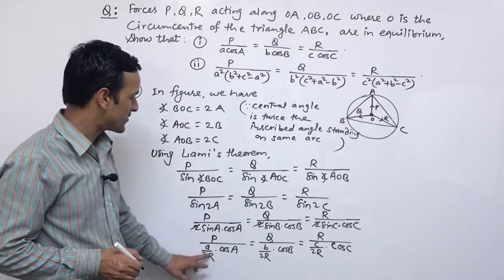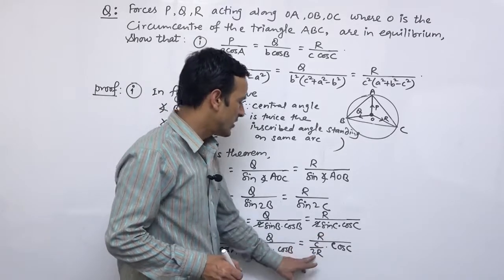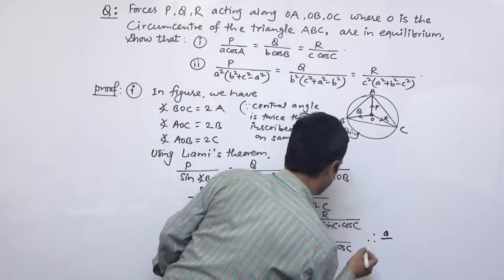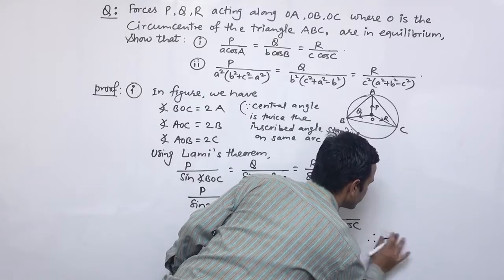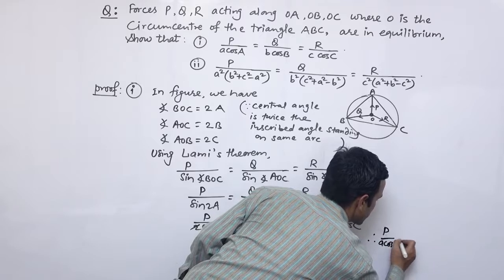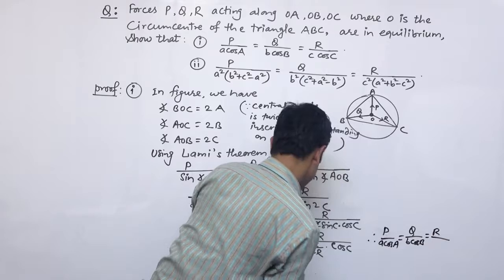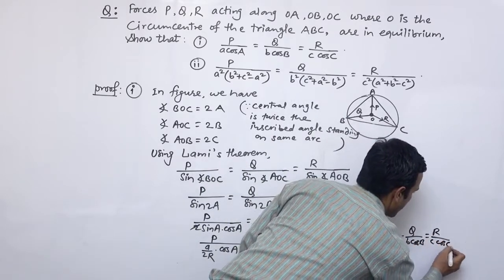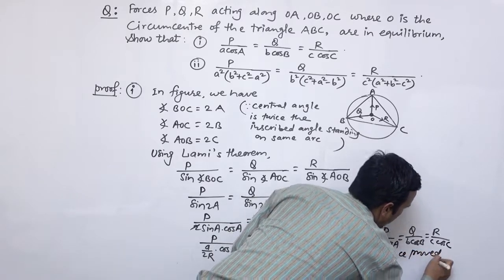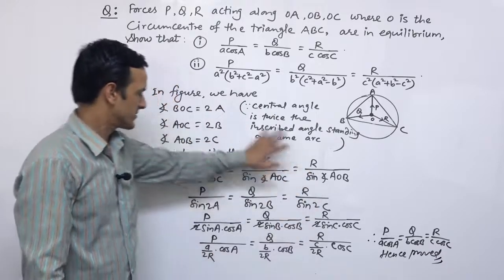Sine law says the value of sin A is a by 2R, sin B is b by 2R, sin C is c by 2R. This 2R gets cancelled, and we get therefore P by A cos A is equal to Q by B cos B is equal to R by C cos C. So hence proved. So in this way we can prove the result.